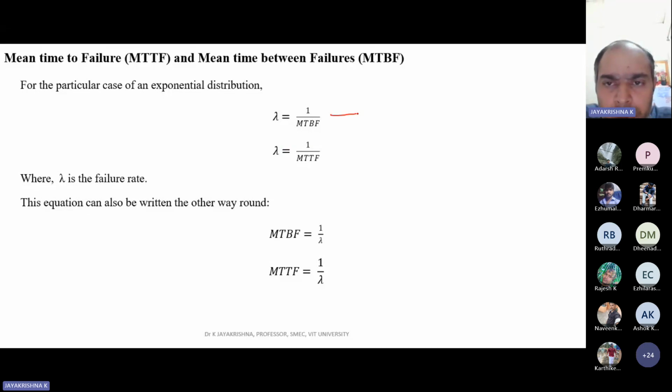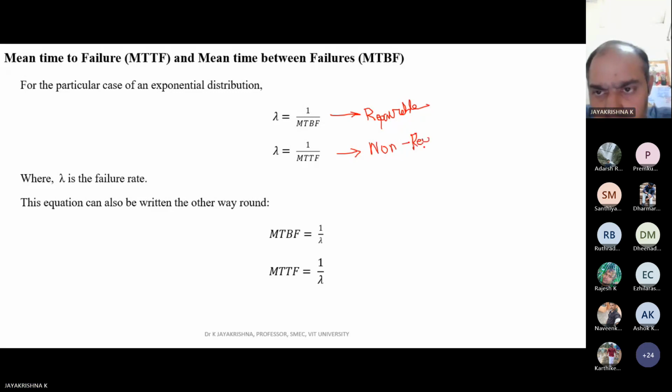MTBF, for which component will you be using it, which items? For repairable. Okay. MTTF for what? For non-repairable. So for non-repairable, you will be using this formula, and for repairable, you will be using this formula.